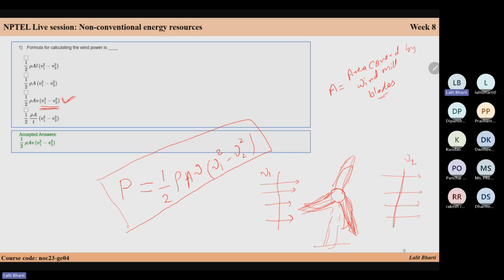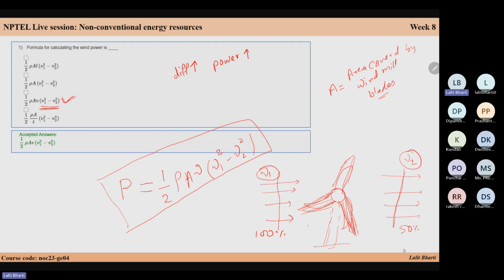This is one of the most important terms, because it is the difference between the air coming from before hitting the windmill and after hitting the windmill. So v1 and v2. If the difference is more, then the power conversion will be more. So if you have 100% of, let's say, wind speed, and you are getting 50% only, it means 50% power is absorbed or converted by the windmill.